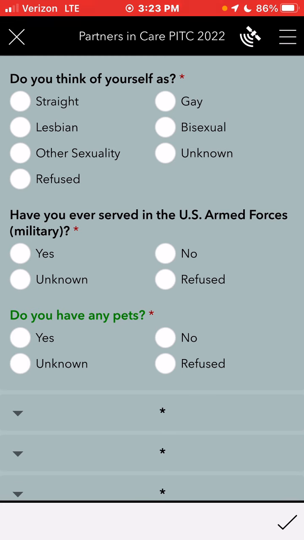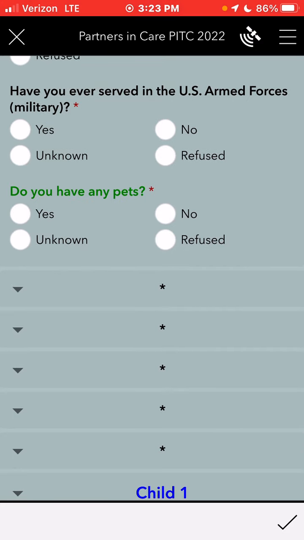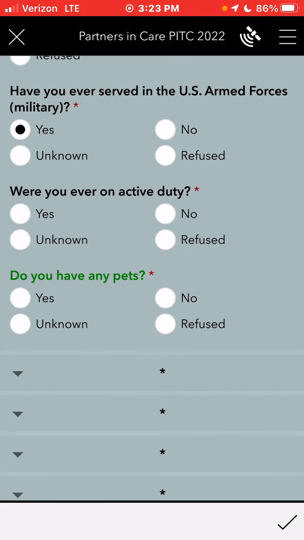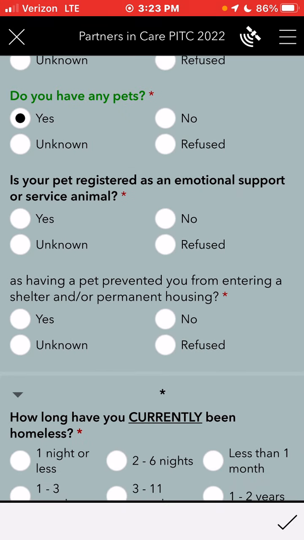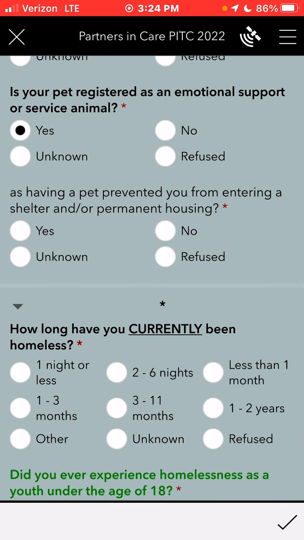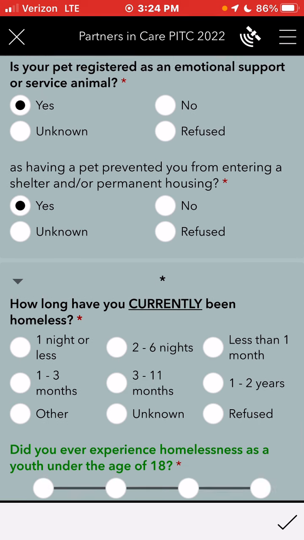Do you think of yourself as straight, gay, lesbian, bisexual, other sexuality, unknown, or refused? Have you ever served in the U.S. Armed Forces? And remember, if you press yes, an additional question pops up reading, were you ever on active duty? Do you have any pets? And again, additional questions pop up if you press yes. It asks, is your pet registered as an emotional support or service animal? Has having a pet prevented you from entering a shelter and or permanent housing?